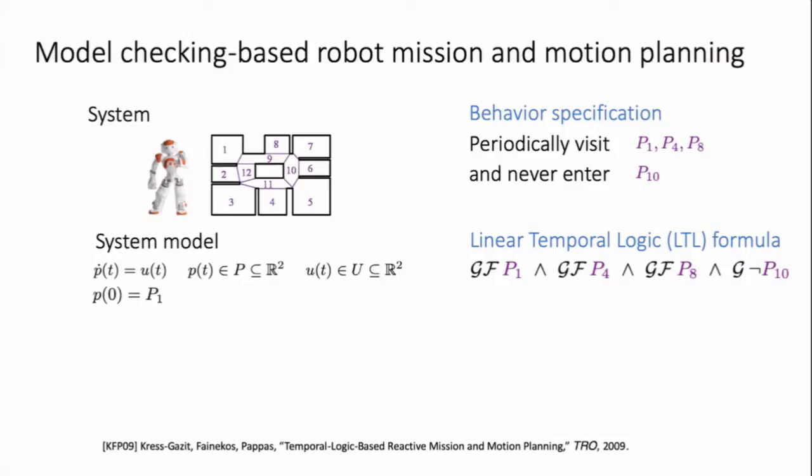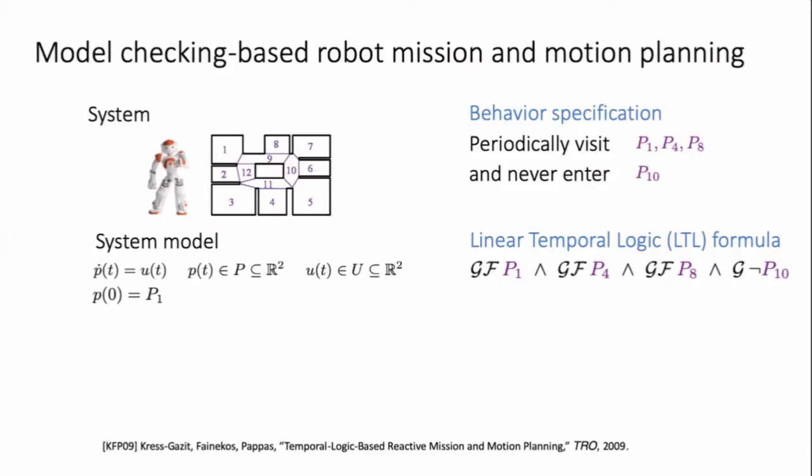Everything is nice. It's the very same example as we had in the very beginning, with the obstacle in the middle of the room. Now, the behavior specification can be captured through something that we call linear temporal logic. Linear temporal logic is a thing that you might know from formal methods. This one says, always eventually P1, always eventually P4, always eventually P8. So when you say always eventually, it really means it's going to come there infinitely many times.